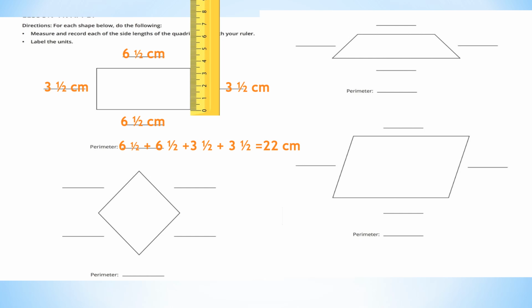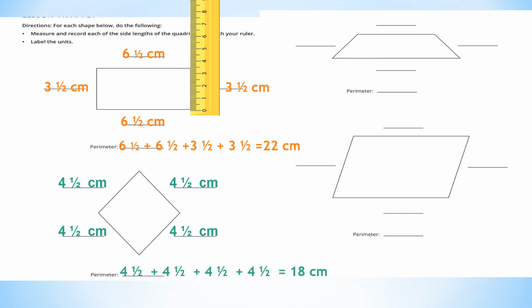The next one is rhombus. We said rhombus is a quadrilateral that has 4 equal sides. So if we know the side length of one side, it means all are the same. The first is 4.5 centimeters. So all of them equal 4.5. Yes. We wanted to find the perimeter, so we will add all of them together.